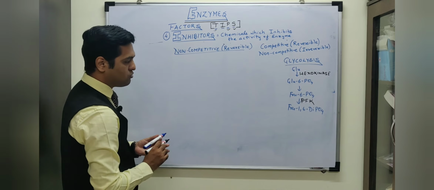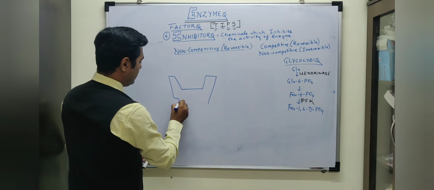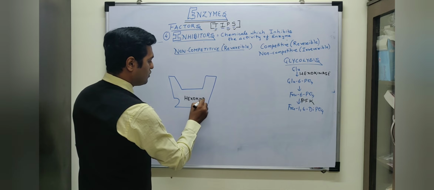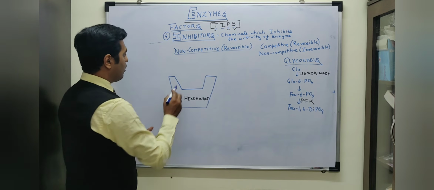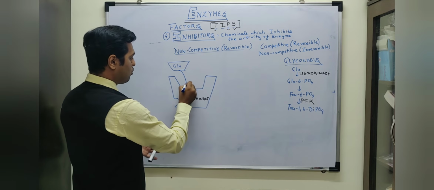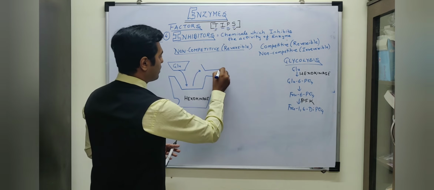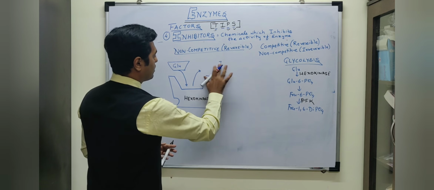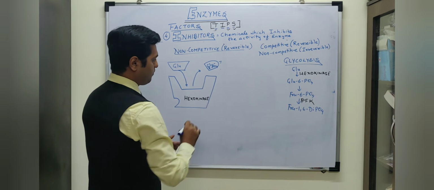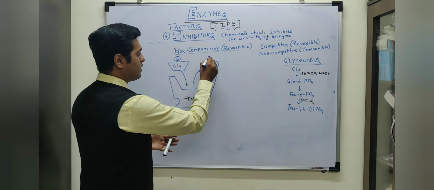So let us begin with the concept wherein suppose this enzyme is hexokinase, and on the active site of this enzyme, what will come and attach is the substrate. That substrate is glucose. Once glucose binds with the active site, it gets converted into the product, and the product in this case is glucose 6-phosphate.